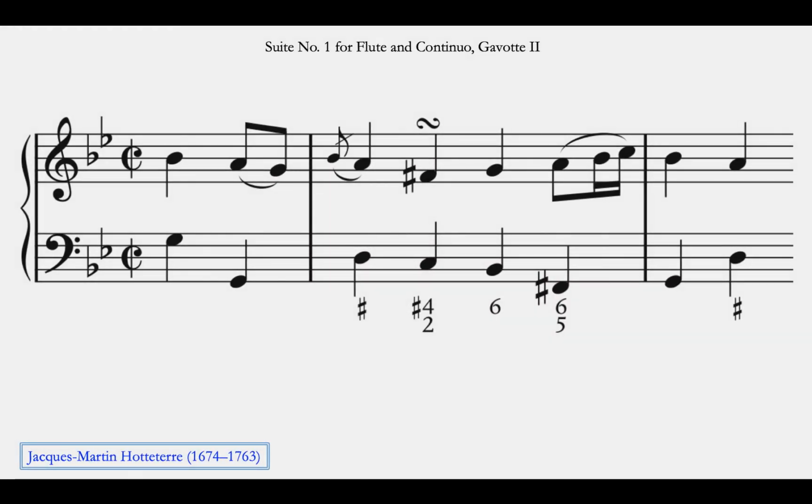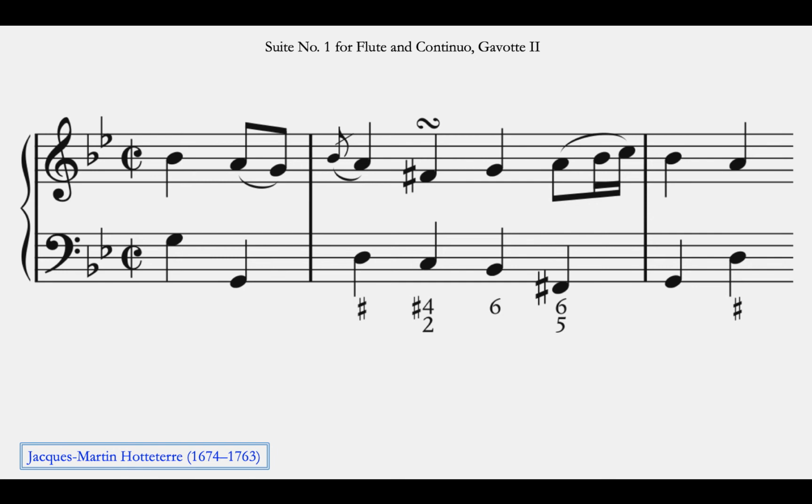Here we have a short excerpt from a flute sonata by Jacques-Martin Hotteterre. As was typical for many Baroque composers, sonatas were published for solo instrument and continuo, meaning a bass line with figures. And the performer of that bass line was expected to realize the harmony based on the figures, the numbers underneath the score. Let's have a listen, and as we listen, think about what the harmonies are.